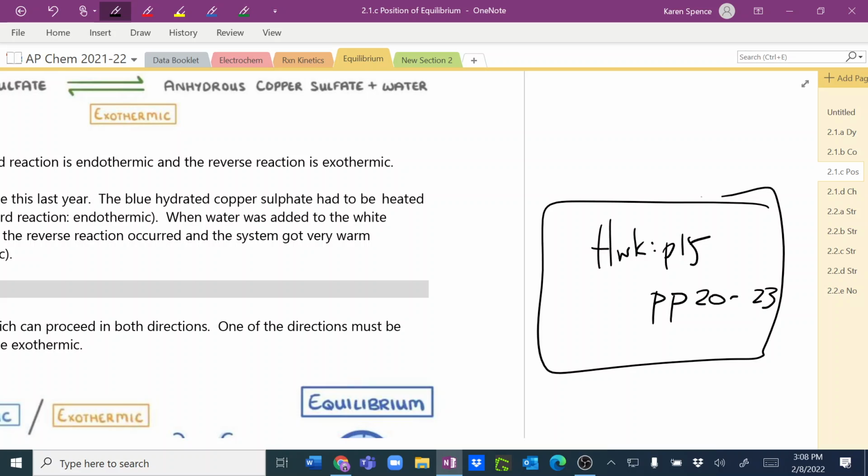Let's increase the temperature due to the particles. The particles move faster, and if they're moving faster, what happens to the number of collisions? Increases. And what happens to the energy of those collisions? Increases. So the rate cannot be getting slower if you have more collisions and they're more energetic. So the rate is getting faster.